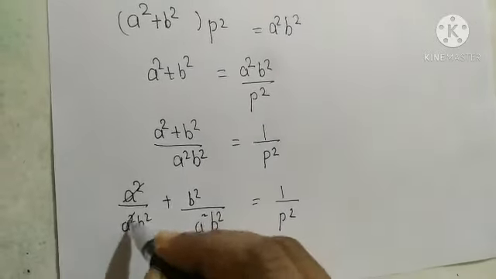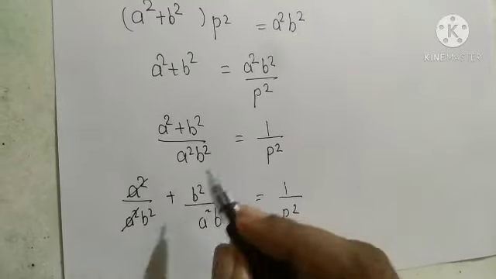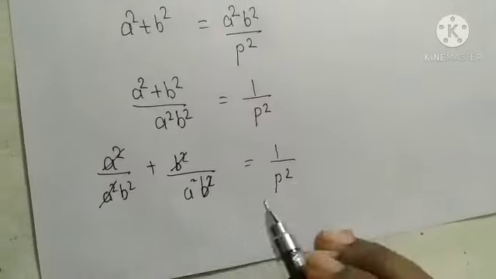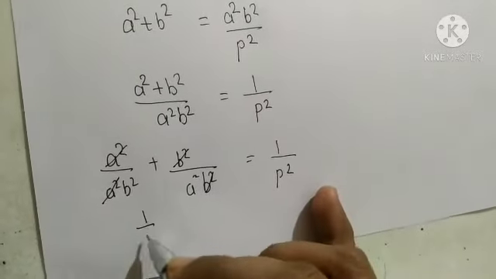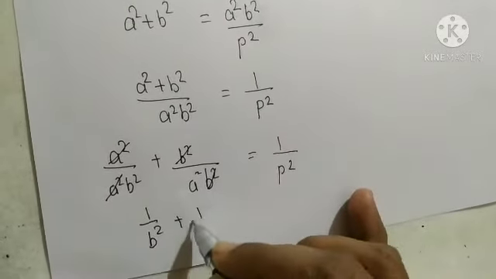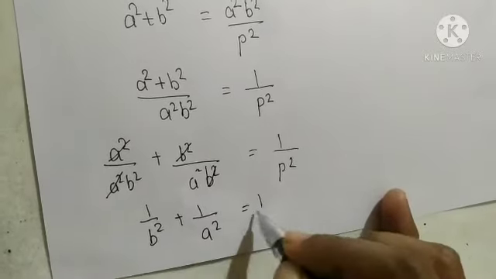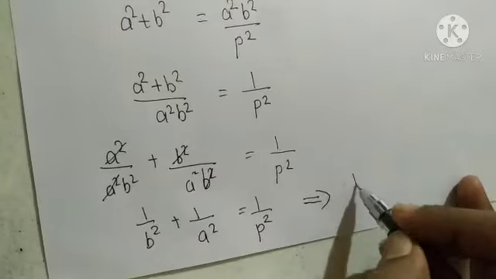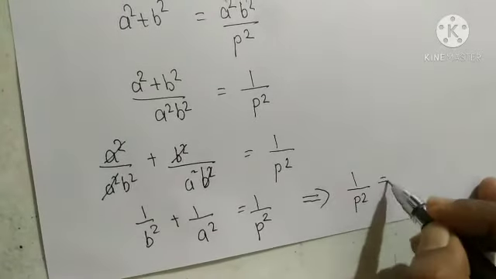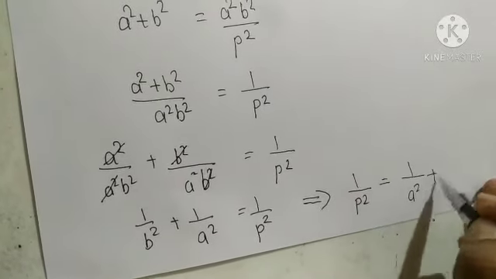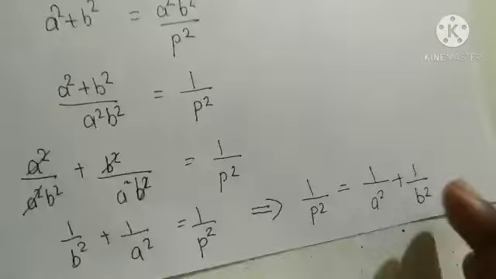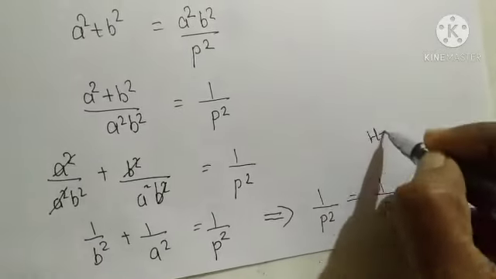So cancelling these a square from numerator and denominator, and here also b square will cancel. And here we get 1 by b square plus 1 by a square is equal to 1 by p square. After rearranging this term, we get 1 by p square is equal to 1 by a square plus 1 by b square. So this is what we needed to show. So now we have shown it. Okay. So hence proved.